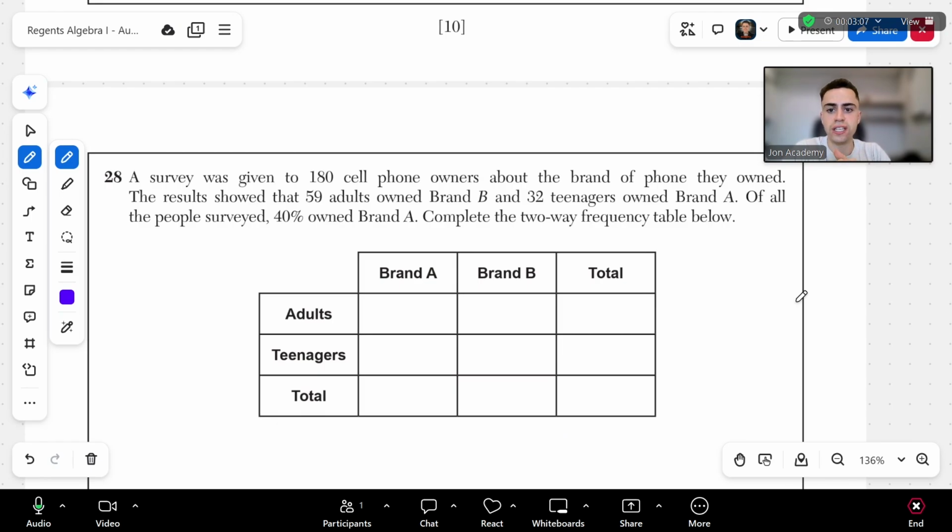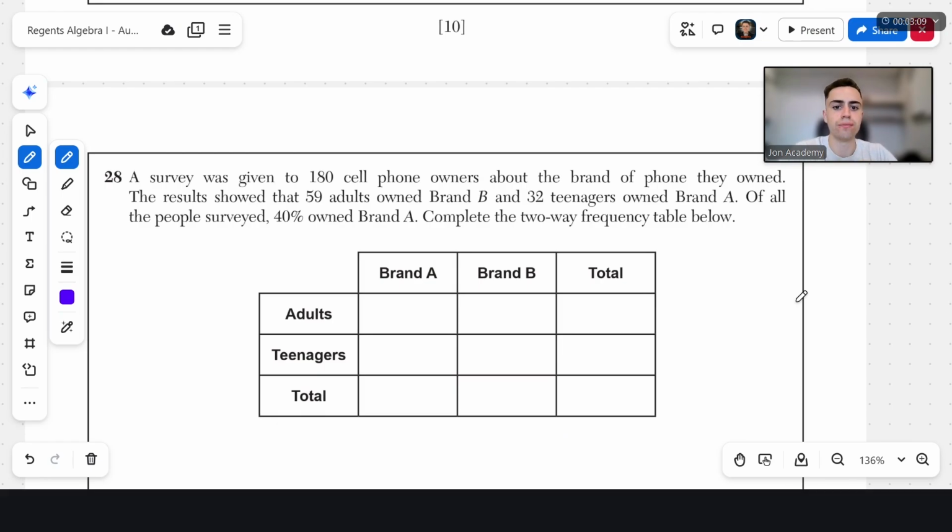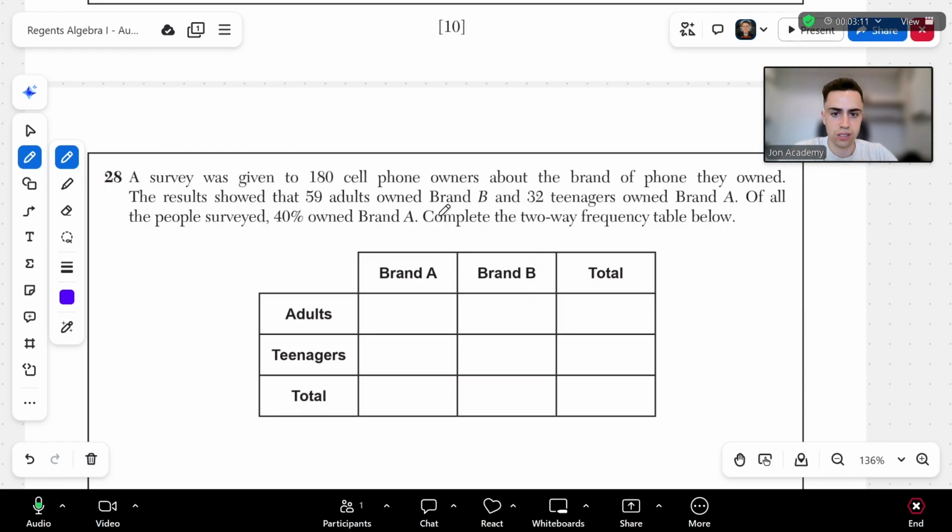And 59 adults own brand B. So that means at brand B and adults, we should have 59. And 32 teenagers own brand A. So that's here, we can fill those out. 180 is the whole thing, so that's the total here, 180.